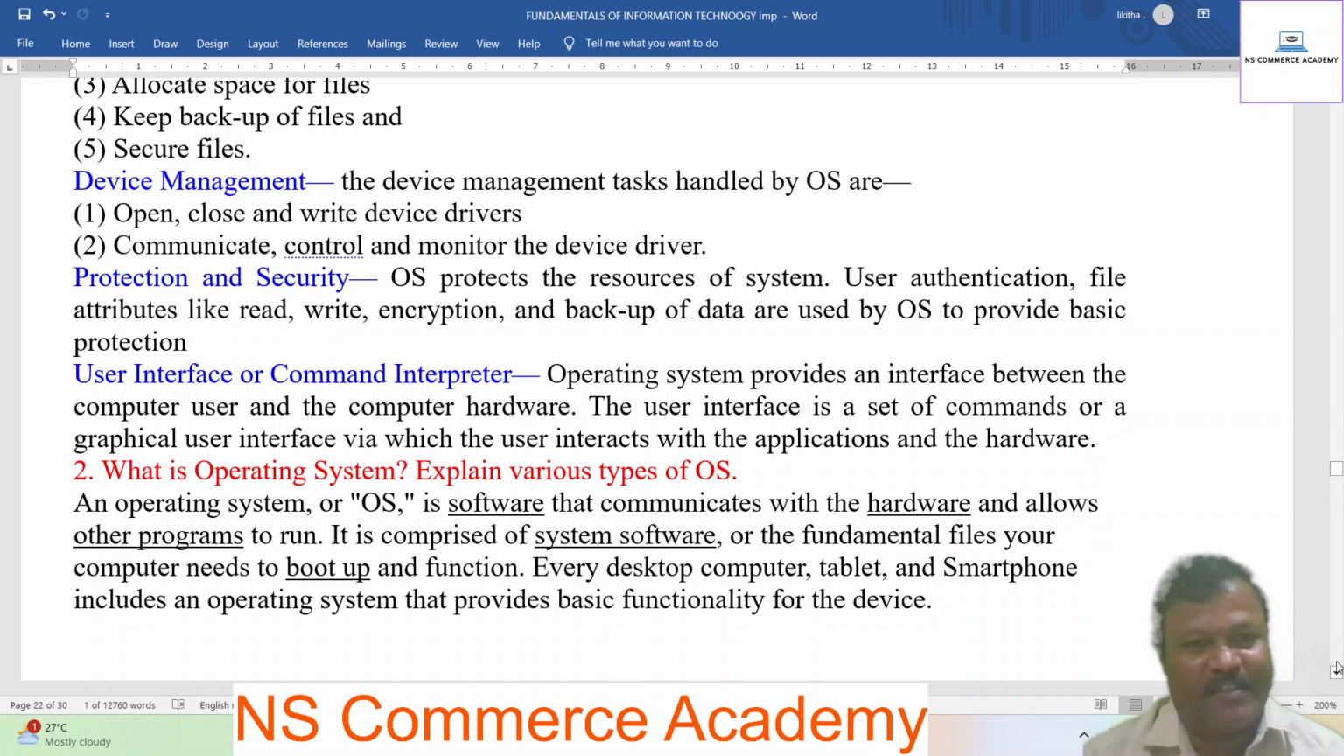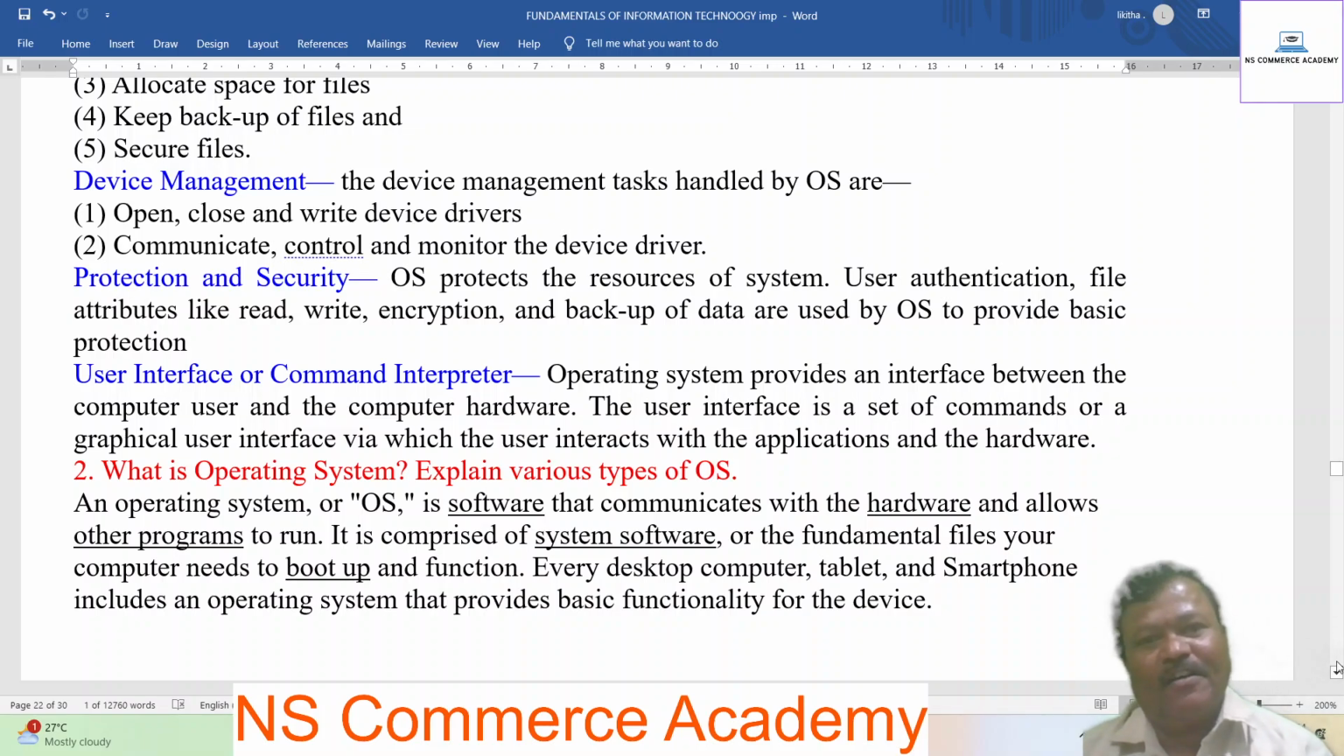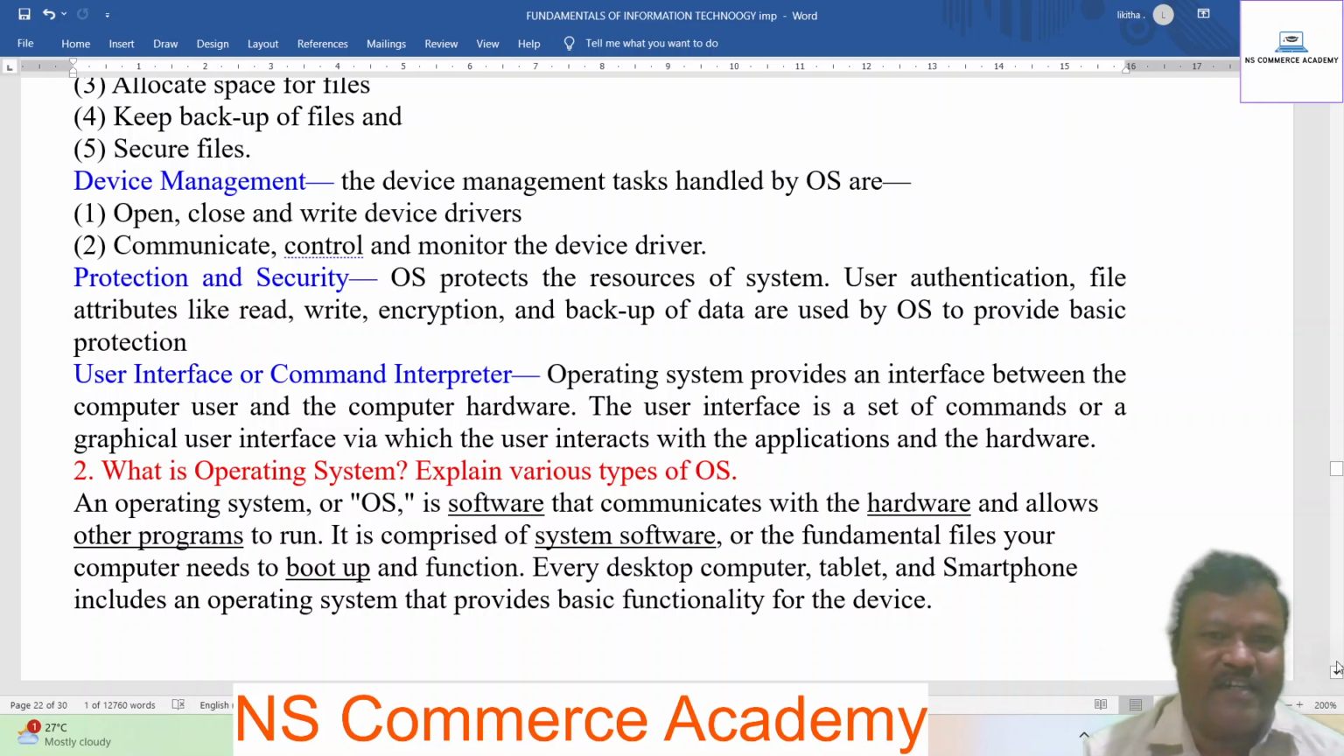Protection and security function. The operating system protects the resources of the system. User authentication, file attributes like read, write, encryption, and backup of data are used by the operating system to provide basic functions.